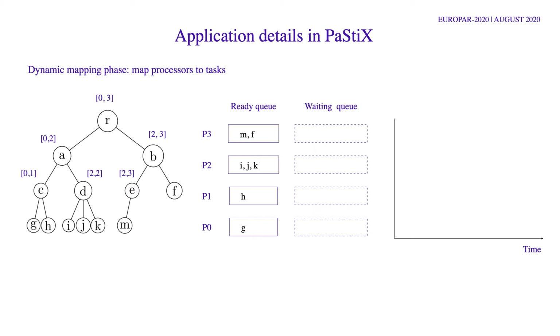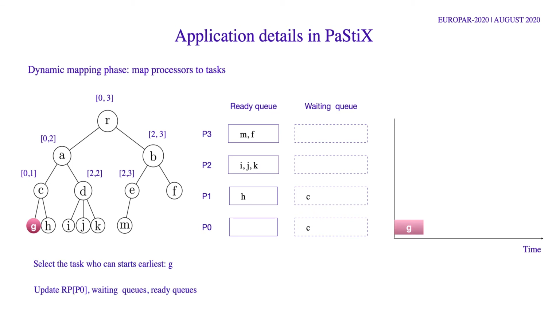At each step, the scheduler compares the first task of all ready queues and selects the one that can start earliest. Then it updates the ready times of processors and queues. So right now, we can select task M, task I, task H, or task J. We randomly select one because they all can start at the same time.